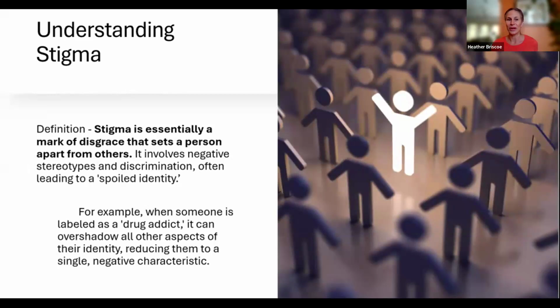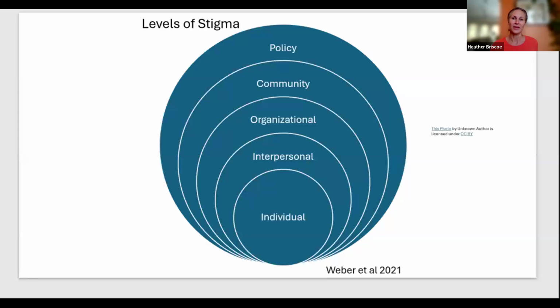And so for pregnant persons, if they get labeled on their way in the door as a drug addict or whatever, then they're just reduced to that single negative identity and dehumanized. This type of stigmatizing behavior is alienating our pregnant persons from getting care. There was an article by Weber a couple of years ago looking at how specifically stigma shows up for women who use substances in pregnancy.